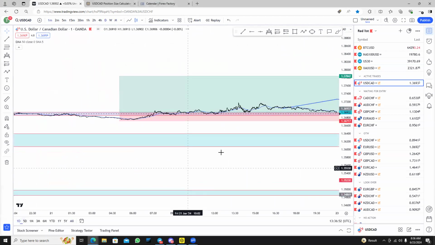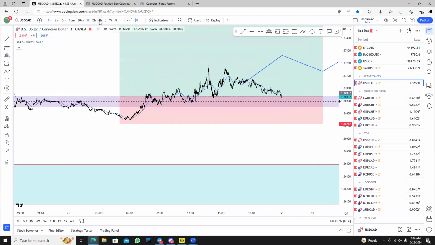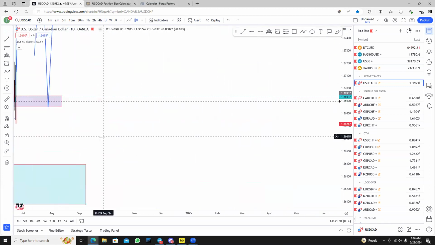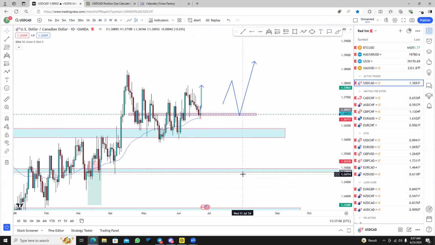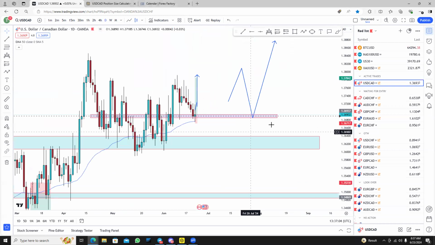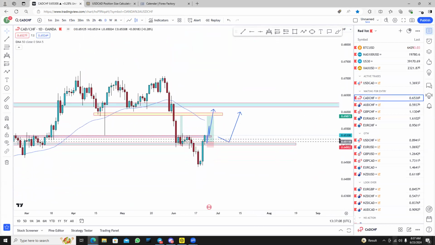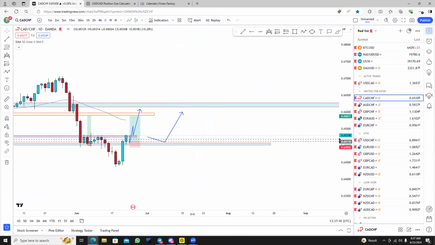Oops, shoot. So that is USD CAD, but I've been holding that since last week, so that one really doesn't matter. All right, CAD CHF.